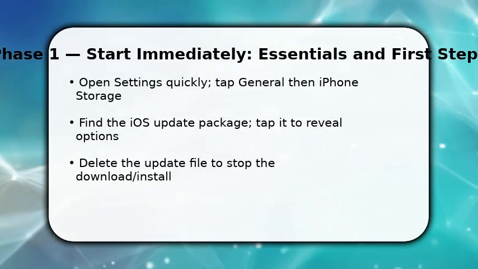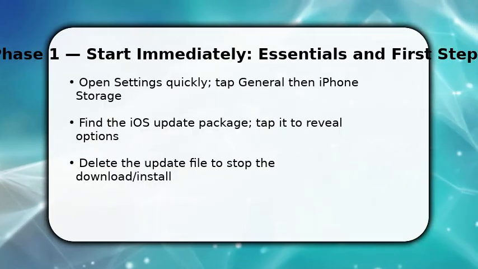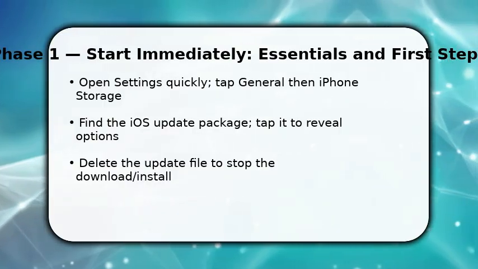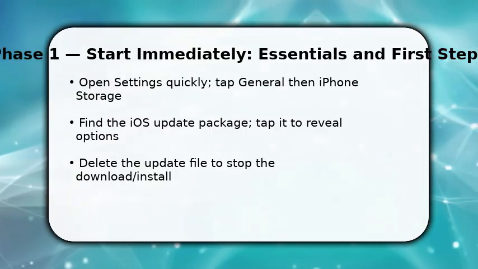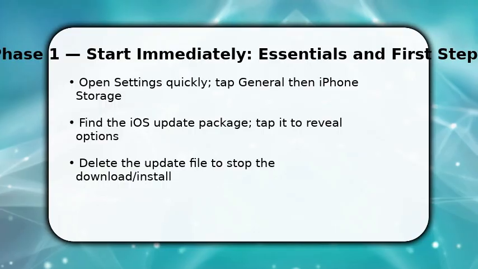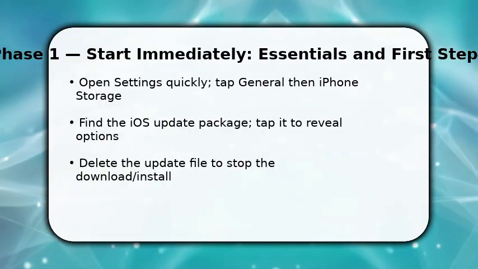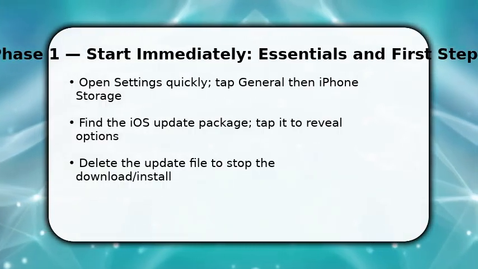Tap the update, then choose Delete Update. This removes the installer so the process can't continue. Do this immediately if the progress bar is moving slowly or an update is queued. Deleting stops the installer files, and if needed, you can re-download later when you're ready.